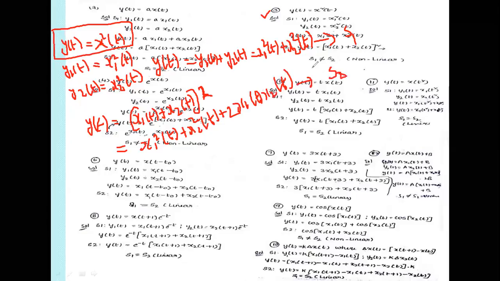Now compare the two functions. In S1 we got x1 square of t plus x2 square of t. But S2 has an additional term, 2 x1 x2. So the S1 is not equal to S2. So it is a non-linear system. See here, the given signal y of t is equal to x square of t is a non-linear system. Got it, my dear students?